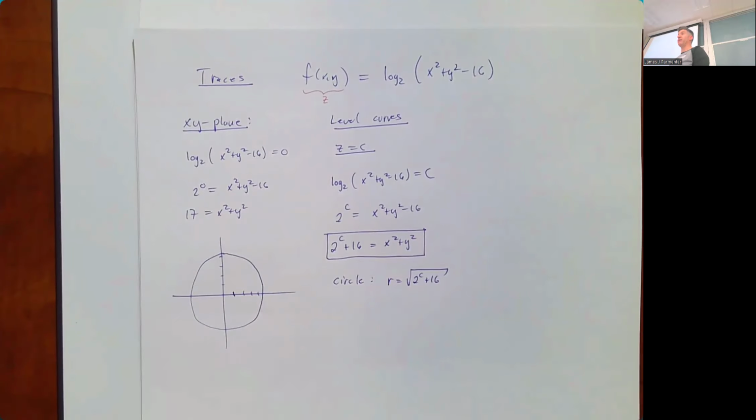Right, for this first one, when I set C equal to 0, I got a circle centered at the origin whose radius was the square root of 2 to the 0 plus 16, which is the square root of 17.